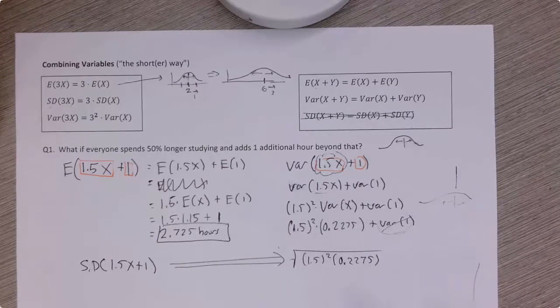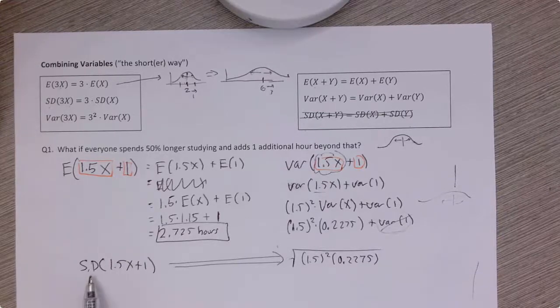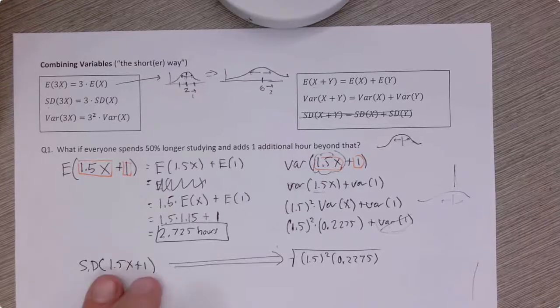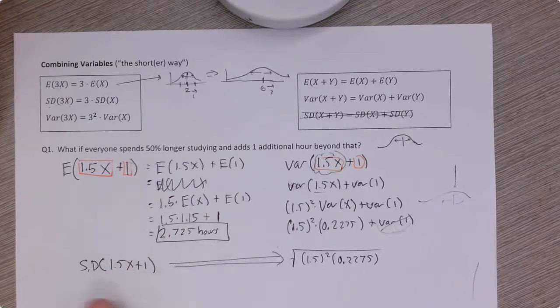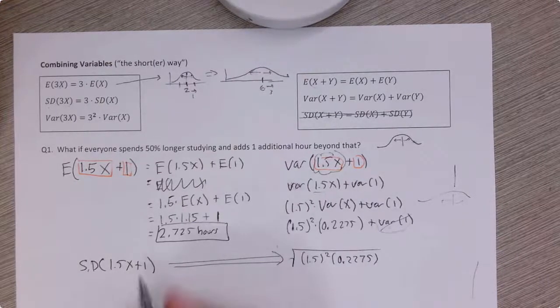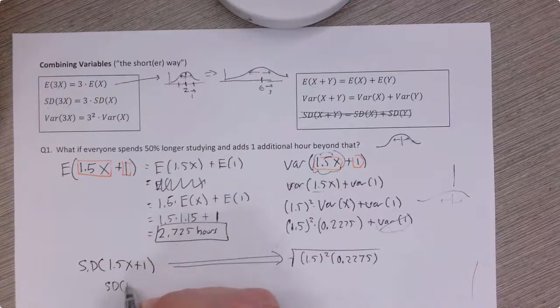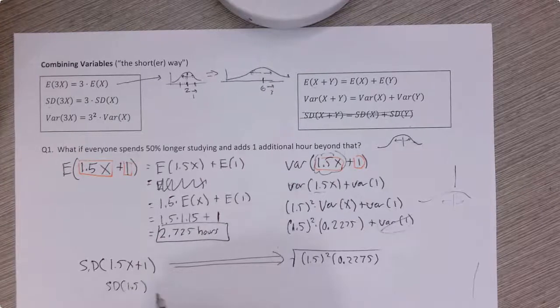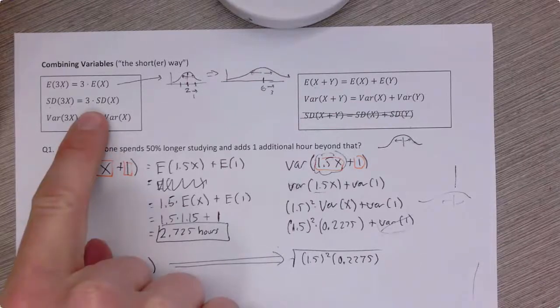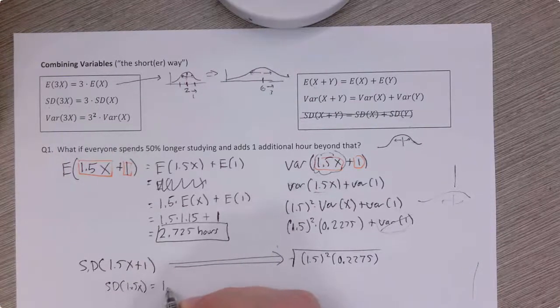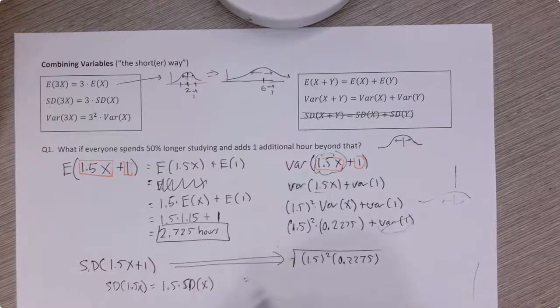In this particular example, a different thing you could do is say, oh, hey, I know that adding 1 just shifts my distribution, and that shouldn't change measures of spread. So the standard deviation of this should be the same as the standard deviation of 1.5x. And so this should be the same as this equation up here, which is just 1.5 times my original standard deviation. And these should end up being the same value.